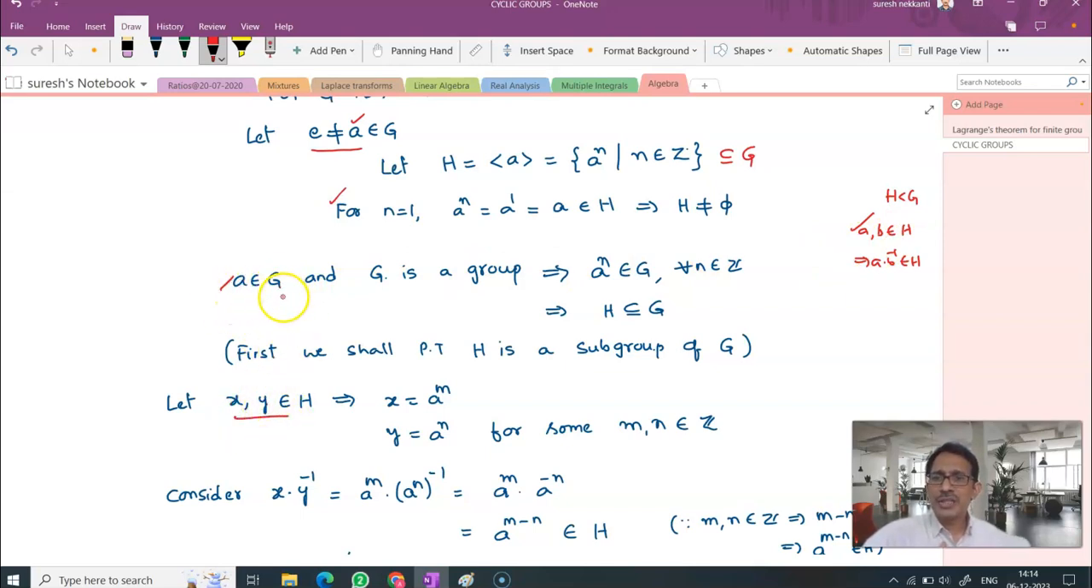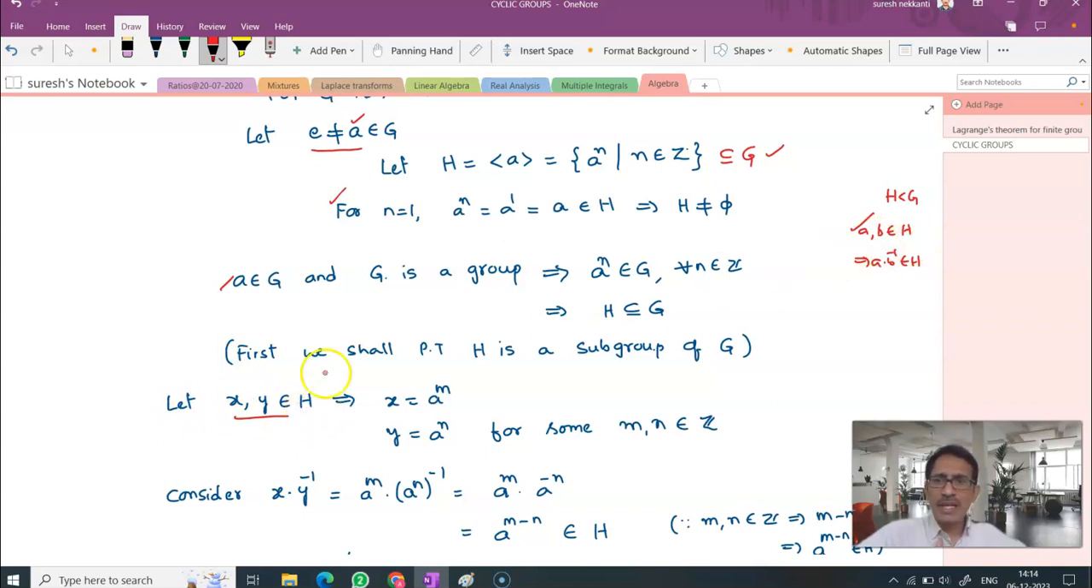If A belongs to G and G is a group, then A power n belongs to G for all n, which implies every element of H, that is A power n, is an element of G. Therefore H is a subset of G. I already explained this here. Now, let us take 2 elements of H.